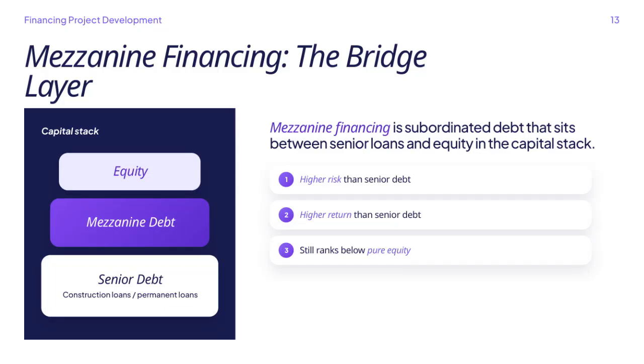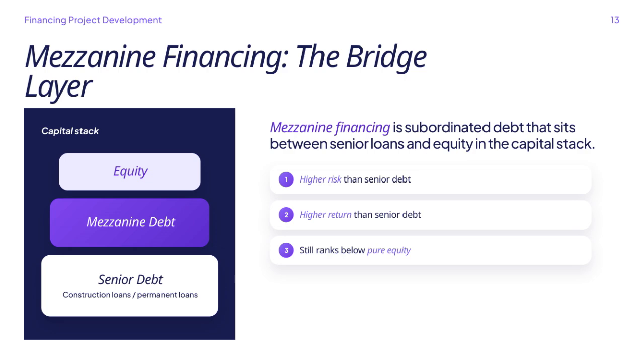Let's talk about mezzanine financing and its position within the capital stack. The capital stack is essentially the hierarchy of funding sources used to finance a project, with senior debt at the top, followed by mezzanine debt, and then equity at the bottom. Mezzanine debt is a form of subordinated debt, meaning it sits below senior loans, but above pure equity in priority.